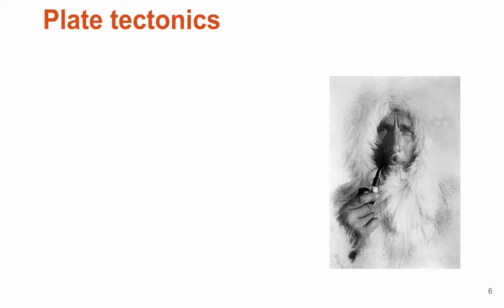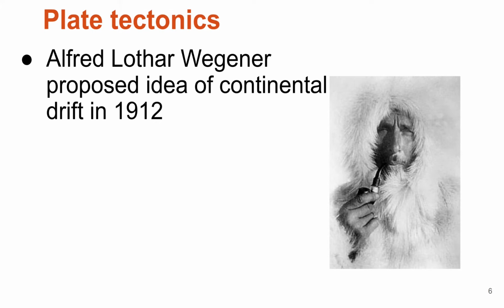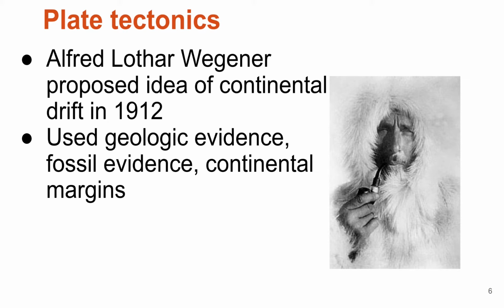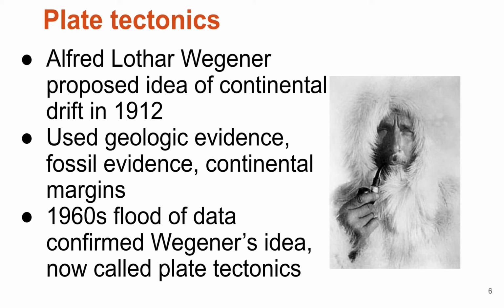That's Alfred Lothar Wegener. He proposed the idea of continental drift in 1912. However, he didn't have a mechanism to explain how the continents were moving around. So it wasn't a very good theory or very good hypothesis. He had excellent evidence. He had geologic evidence. He had fossil evidence. He had the fit of the continental margins. But without a mechanism to explain how anything's moving, nobody's going to believe it.